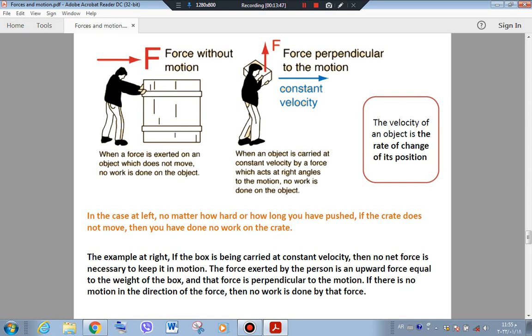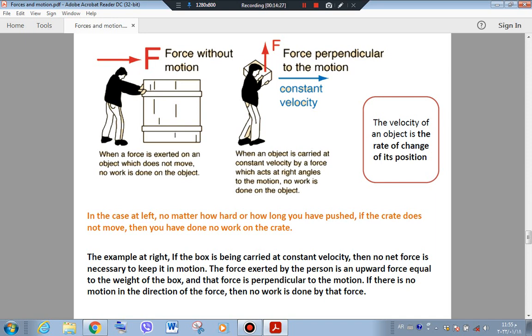As you can see in these examples provided, in the left picture, what happens? No matter how hard or how long you have pushed, if the crate does not move, then you have done no work on the crate. So we have a crate in the picture on the left side of the screen. That man tries to move the crate, but he cannot do it. Therefore, no work is done.